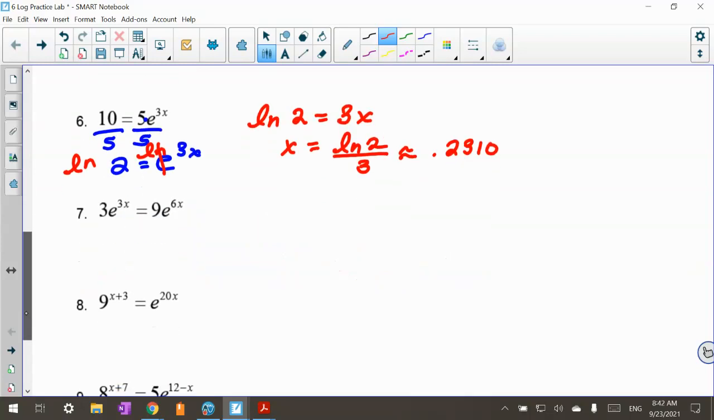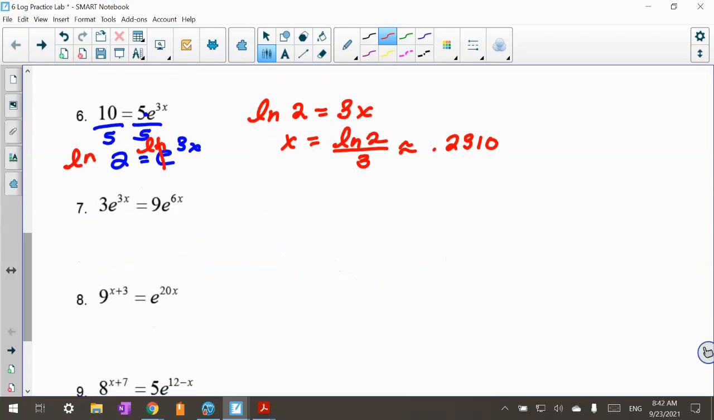Okay, let's try 7. I have 3 times e to the 3x equals 9 times e to the 6x. I'm putting some multiplication here just because I know it's understood, but it helps. So I decided on this one, because you could divide both sides by 3 for normal math or divide by 9. I divided both sides by 3. So when I divide both sides by 3, I get e to the 3x equals 3 times e to the 6x.